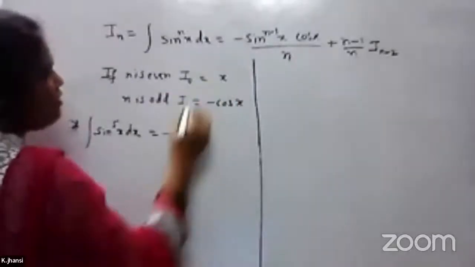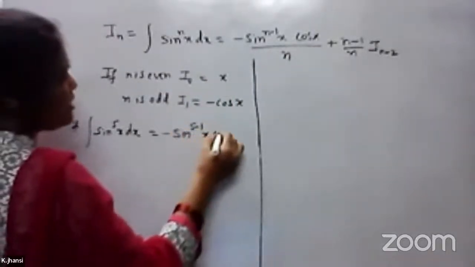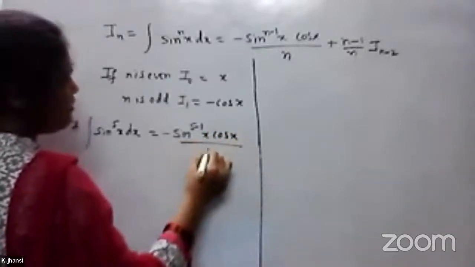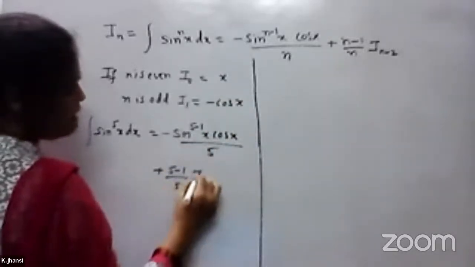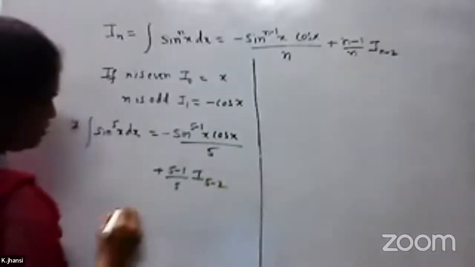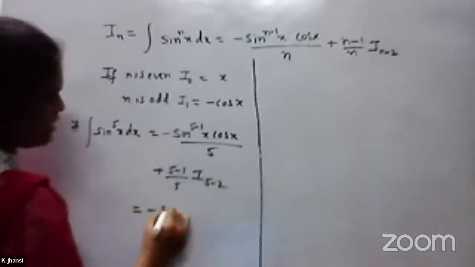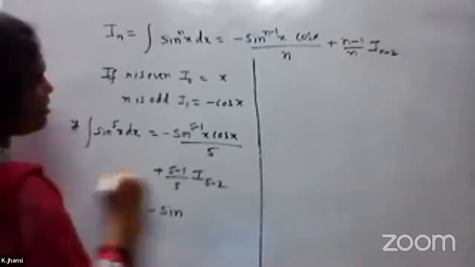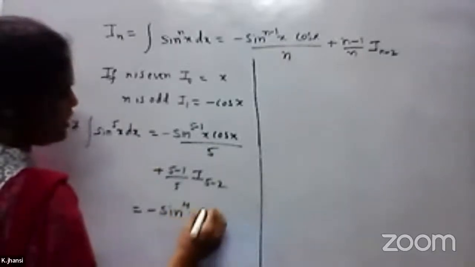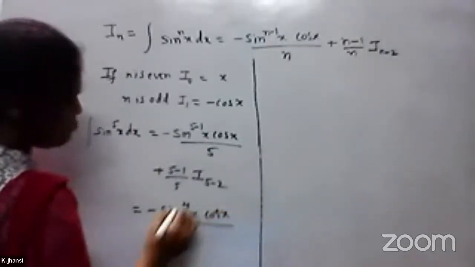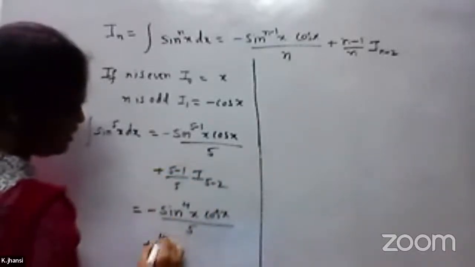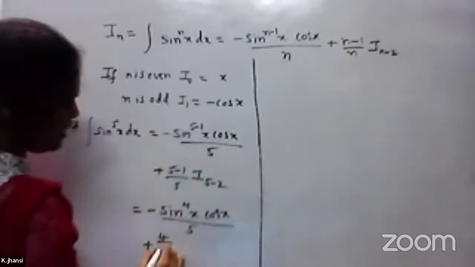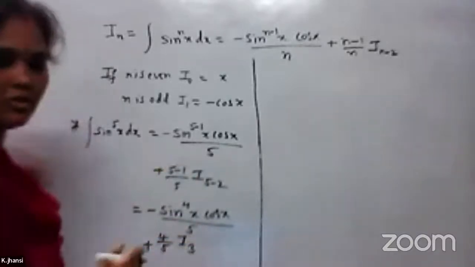Okay. So you'll get it as minus sine to the power of 5 minus 1 x cos x by 5 plus 5 minus 1 by 5 I 5 minus 2. Okay. So it is equal to minus sine to the power of 4x cos x by 5 plus 5 minus 1, 5 minus 1 is 4, 4 by 5 I3. Okay.